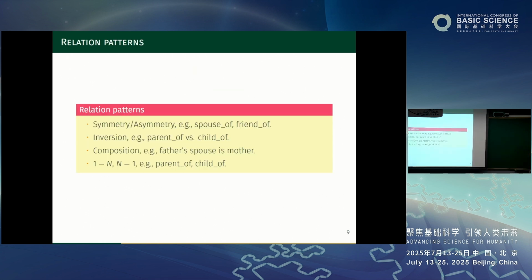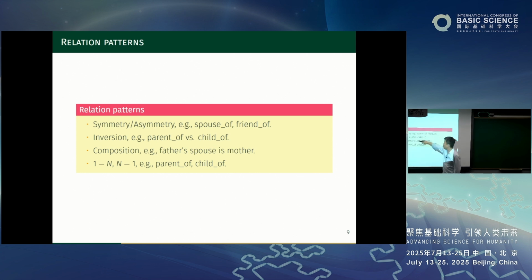Okay. Relations have many inherent properties. For example, they have a symmetry or asymmetry property. For example, spouse of: if A and B are spouses, A to B and B to A are both true, right? Friends of is also like this way. Maybe it depends: you take B as a friend, but B does not take you as a friend. It can be both symmetric or asymmetric, right?